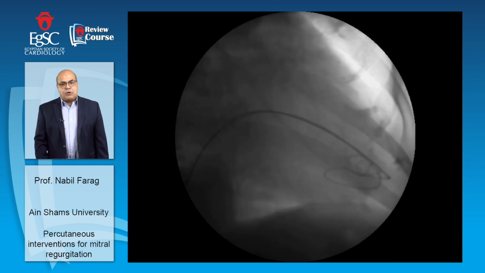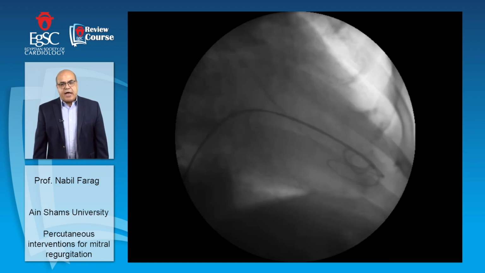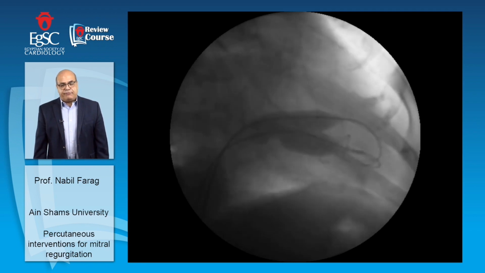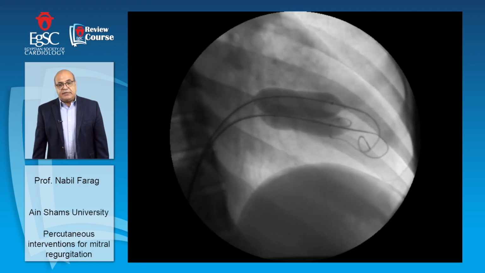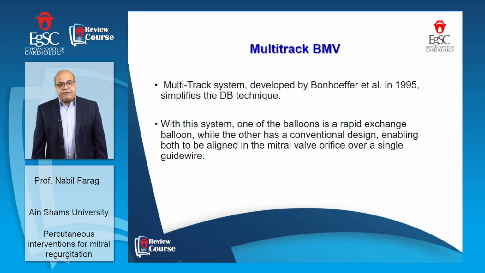And this is the old one, the double balloon technique. We have to put two wires in the left ventricle, and over these two wires we have to pass the two balloons and do the balloon dilatation as we see in this video. Fortunately, now we have the multi-track double balloon valvuloplasty that was developed in 1995. In this system, one of the balloons is a rapid exchange balloon, while the other has a conventional design, enabling both to be aligned in the mitral valve orifice over a single guide wire.